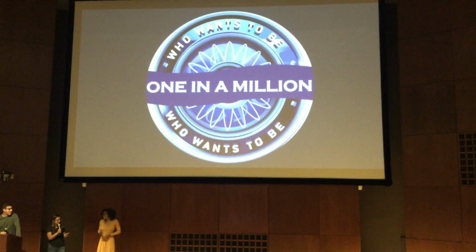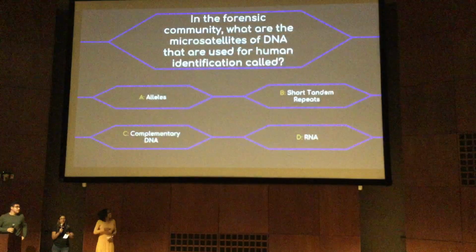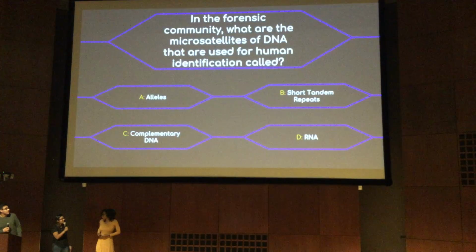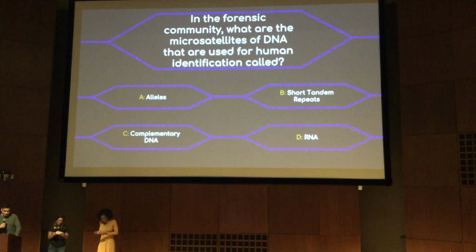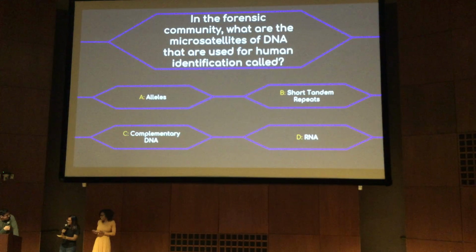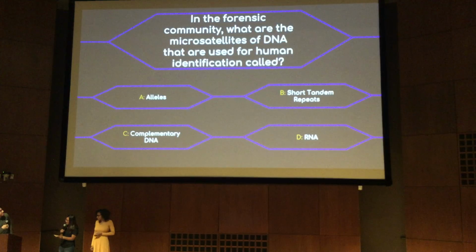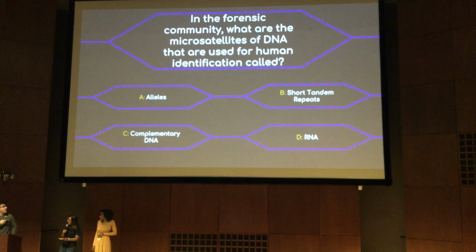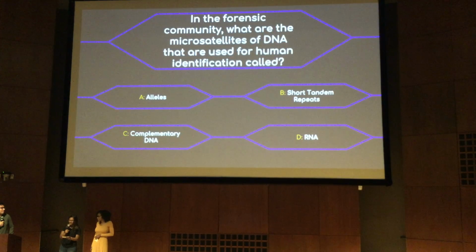Okay, so we're gonna jump right in today with the first question, and for our audience, you guys need to pull everything. Question number 1. In the forensic community, what are the microsatellites of DNA that are used for human identification called? A, alleles. B, short tandem repeats. C, complementary DNA. D, RNA. Interesting.